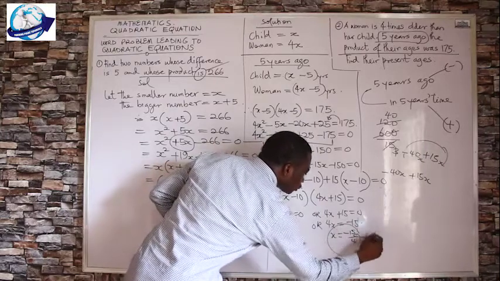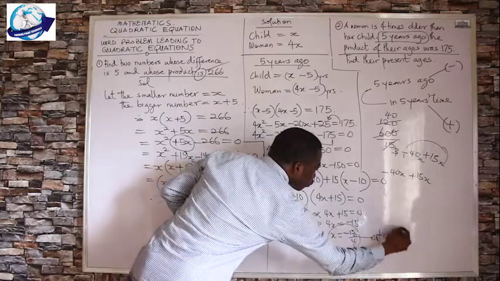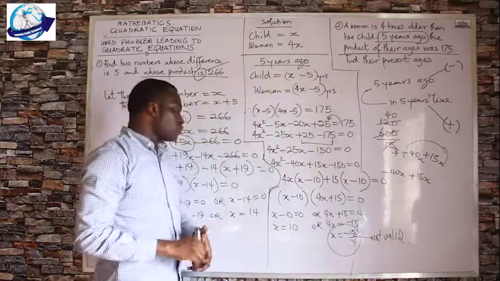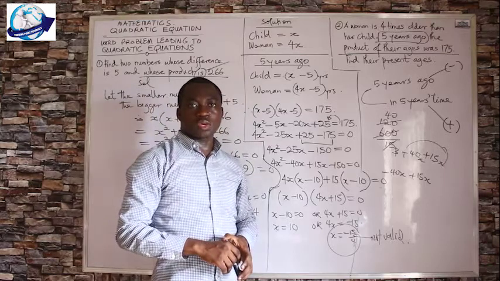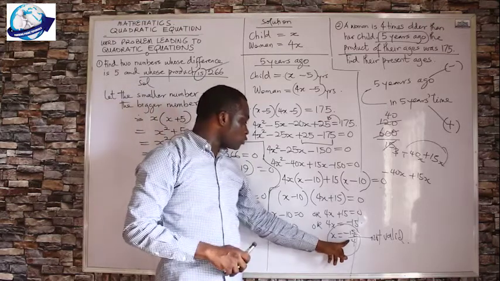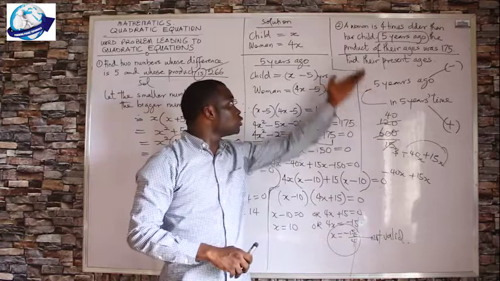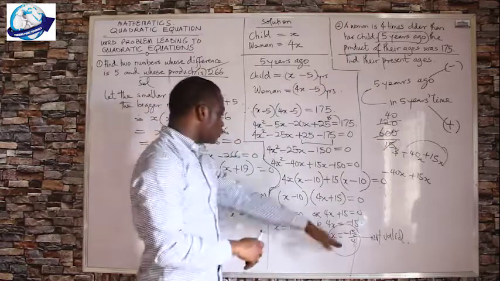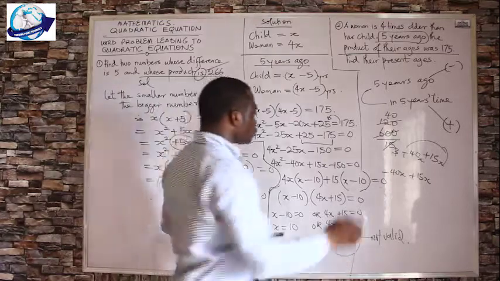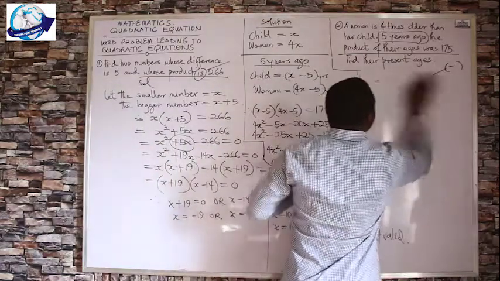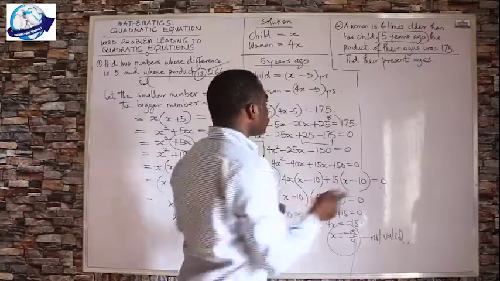Please understand that this is not valid. Why do I say it's not valid? Because you cannot have a negative age for someone. How can you say I'm minus 10 years old? That doesn't make any sense at all. So a minus sign cannot go for age, because we are dealing with age here, four times older. So we leave this value, it's not valid, and we go with 10. Then let us see the resolution quickly, the final stage.